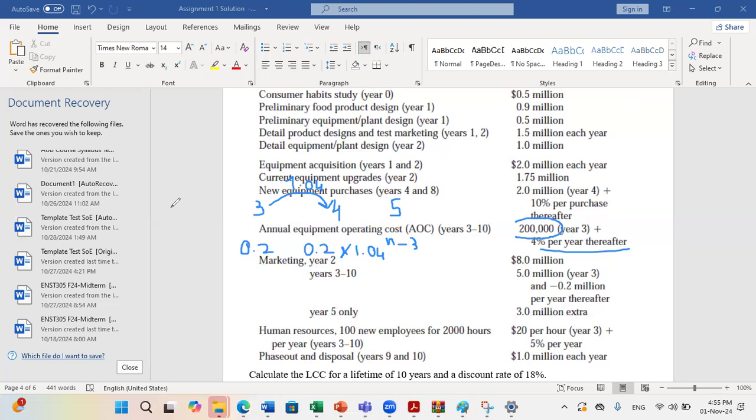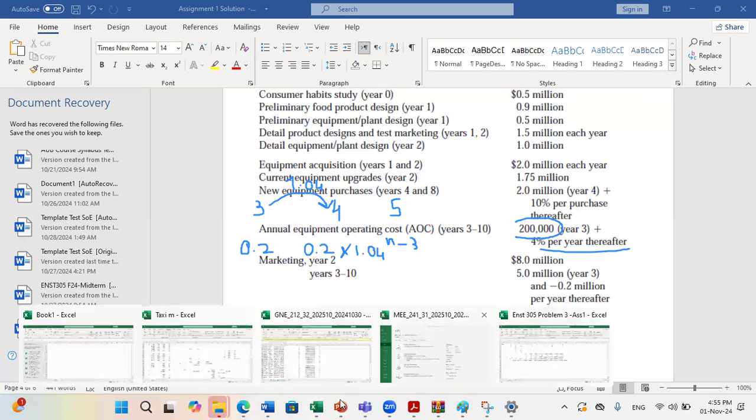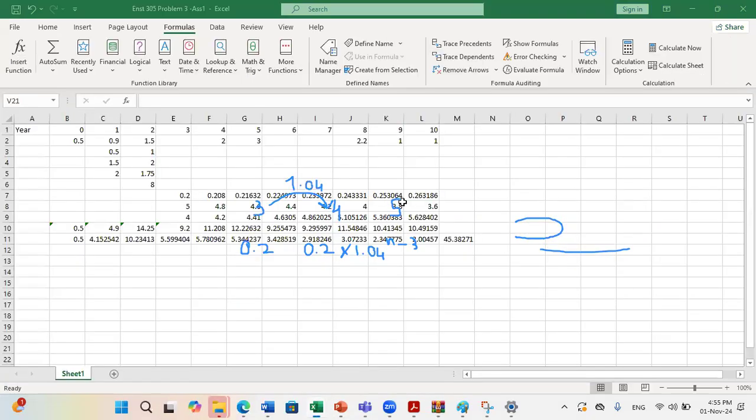You can calculate, you multiply by 1.04 for each year. Okay, and then you will have in your Excel sheet here, okay, this is the formula I used, so you can see it here. I considered that at year 3 it's 0.2.